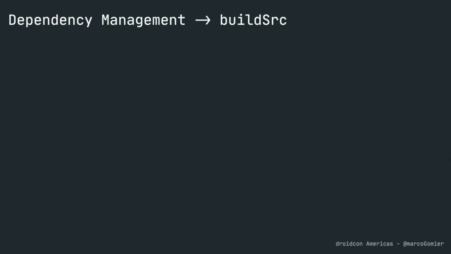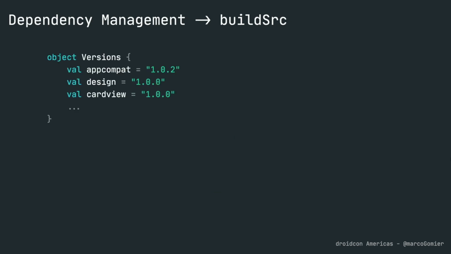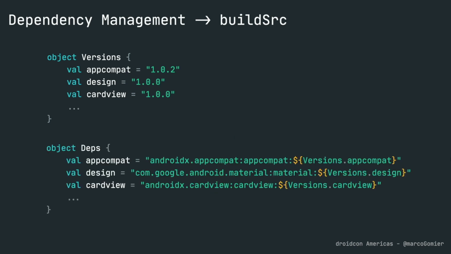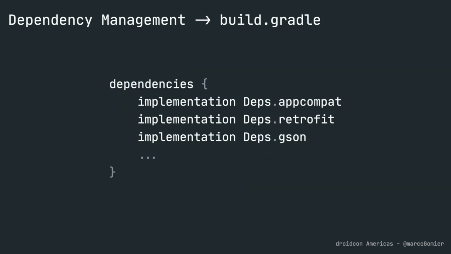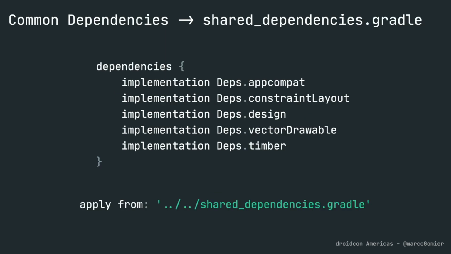Okay, for handling the dependencies, I've done similar things. In the buildSrc module, again, there is an object that contains every version code of the libraries, and an object that also contains the definition of the dependencies that we want. So in this case, we can use it in the build.gradle file pretty easily. And again, laziness: if you have some common dependency between all the modules, I have defined a shared dependency Gradle file, and then I can apply it from the different Gradle scripts.